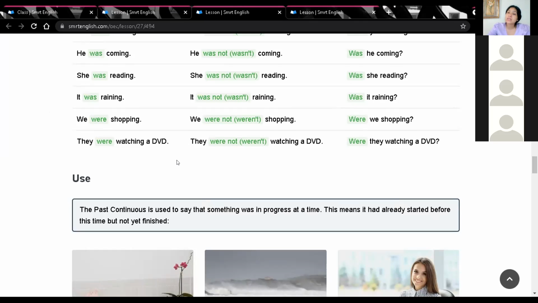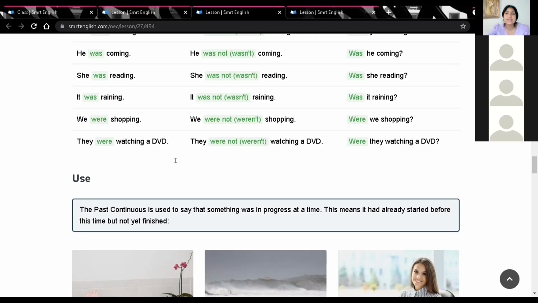Yes, the difference with the simple past and the past continuous is that when I'm using the past continuous, I'm talking about an event in the past that was in progress. What do I mean? For example, if I say, oh, I was washing the dishes when the fire started, what do I want to say with the past continuous? That the action of washing the dishes was in progress when the other thing interrupted, or when the other thing started to happen. Yes?